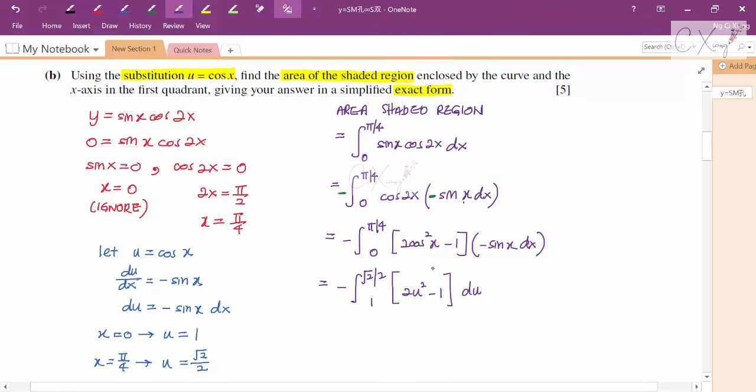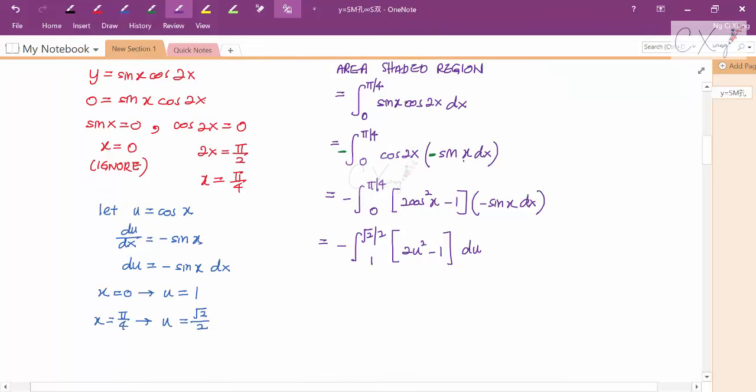So from here, you can see very clearly that you have changed your original equation in terms of x into an equation in terms of u. And from here, you can start to apply the integration. This is a basic integration actually. Integrate 2u squared, you have 2u power 3 divided by 3. Integrate negative 1, you have negative u. And you want to substitute the values of square root 2 over 2 and also 1 into the equation. The negative is still outside.